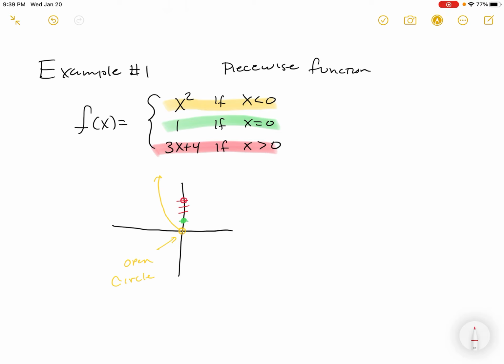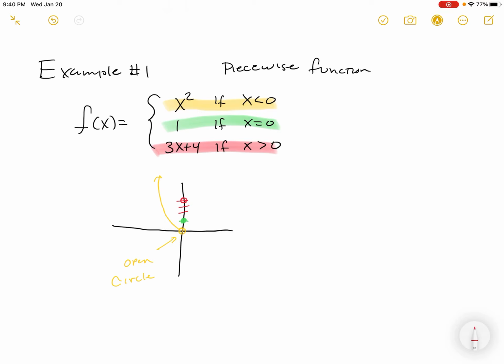Hopefully you see that as an open circle and not a solid dot like the green dot, because it doesn't get there. So it follows the yellow line up until 0, then jumps to the green dot, and then we'll jump on this red, and we know what that red thing is. It's a line. It's going through 0, 4, and has a slope of 3.